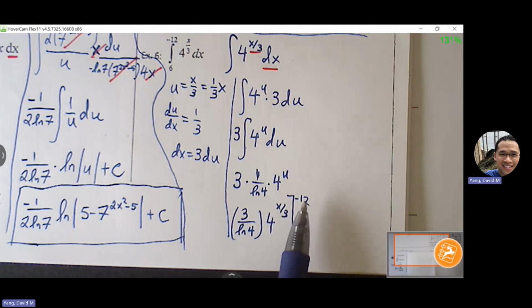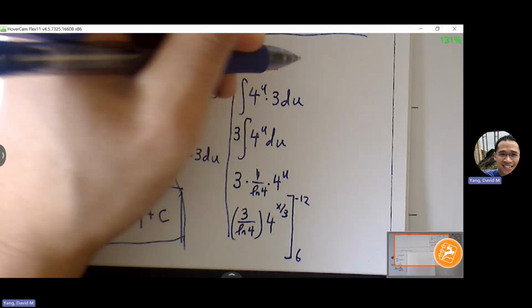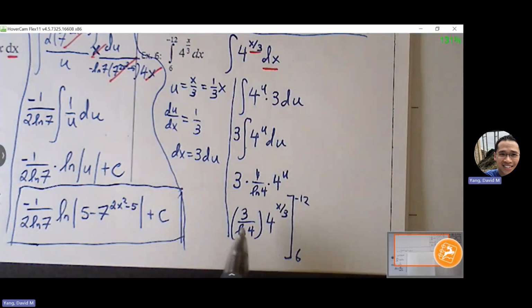I mean, if you really want to, you can change the bounds and then pull a negative outside, but I feel like that's creating additional work that we don't have to do. So it's okay if the bounds are out of order. Things will work out the way it's supposed to be anyways. But if you really want to switch the bounds, you can. Just make sure you pull a negative in front if you want to swap these two numbers.